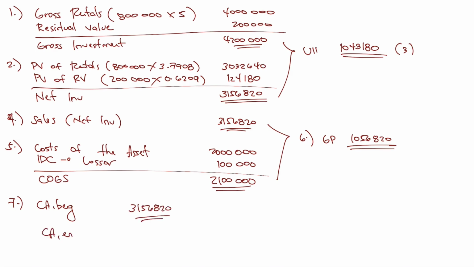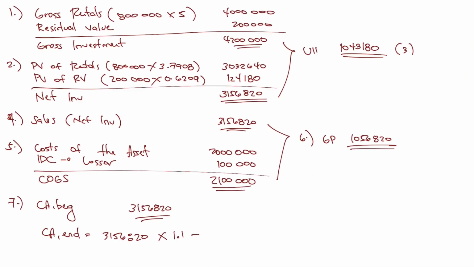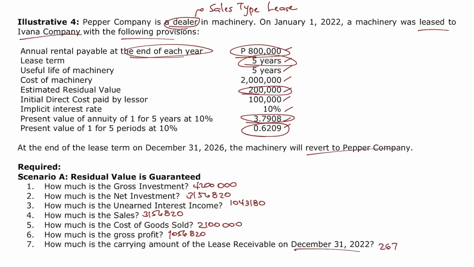So, shortcut again. The carrying amount at the end will be equal to 3,156,820 carrying amount at the beginning times 1 plus the effective rate, that is 10%. So, times 1.1, then minus the payment of 800,000. So, the carrying amount at the end will be 3,156,820 times 1.1 minus 800,000, or this is equal to 2,672,502. So, 2,672,502 will now be the final answer. Okay? So, that is scenario letter A, wherein the residual value is guaranteed.